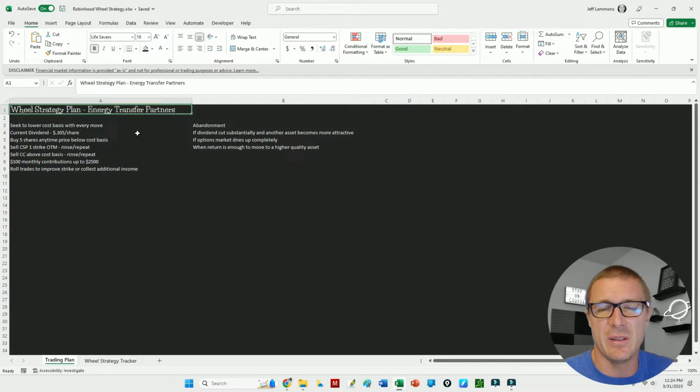Now, if the sector turns down and profits fade or level off, then I do think they will cut the dividend back down at some point. But I want to seek to lower the cost basis with every move, whether I'm selling a put or selling a call, trying to take in more income. All of that is with the hope that I can lower my cost basis.